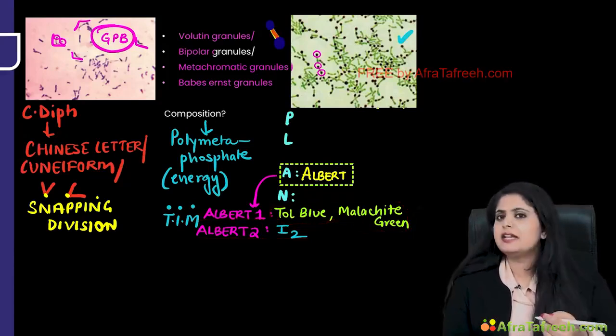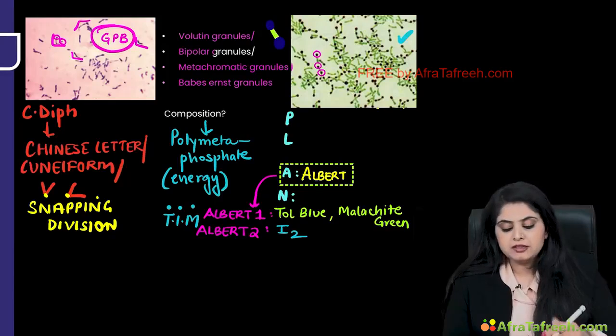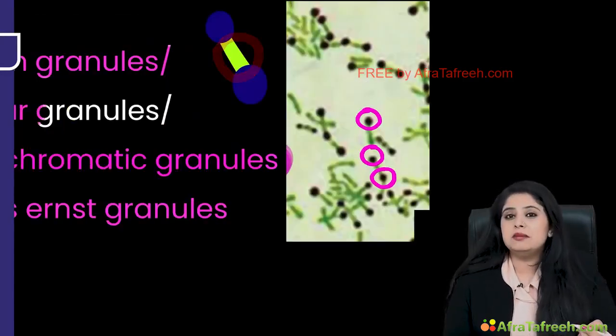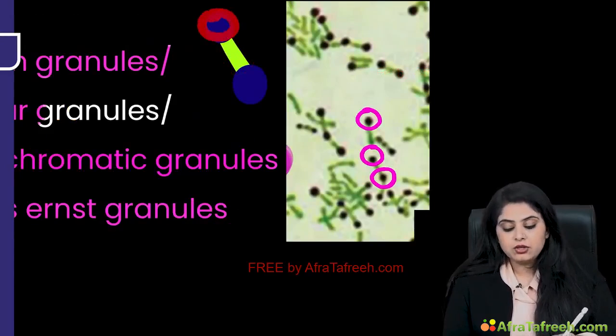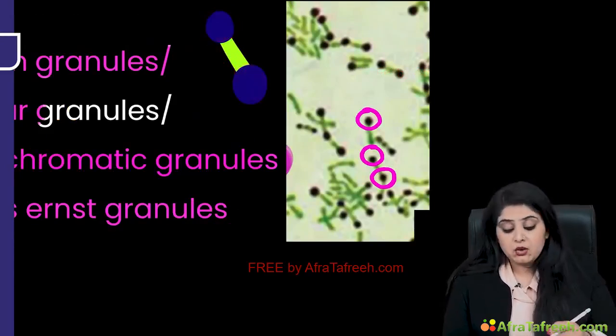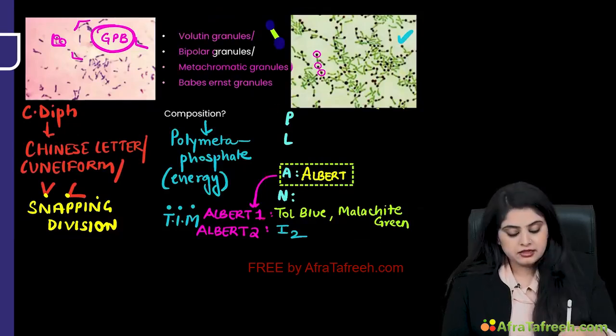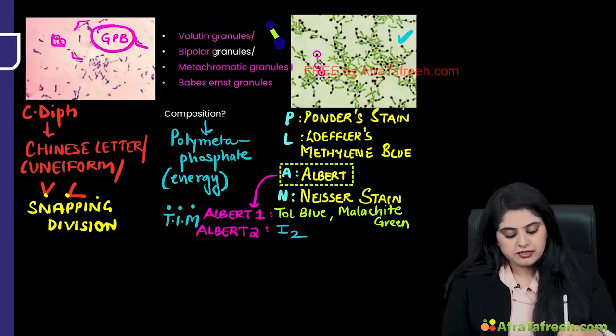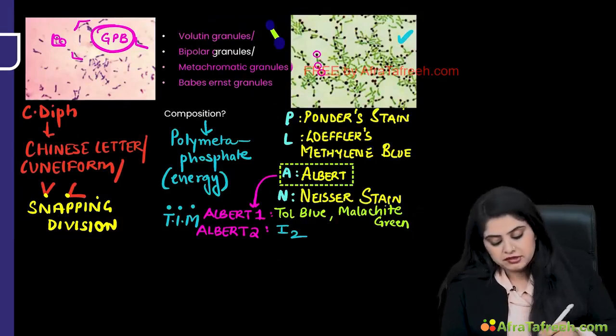Now tell me, indirectly let me ask you a question. What is the color of the organism? Ma'am, it is something green, malachite green, and the volutin granules are what color? Blue, purple, toluidine blue, right? Now, is there any other stain other than this for volutin granules? Yes, there is something called, we learn it by the famous mnemonic PLAN.